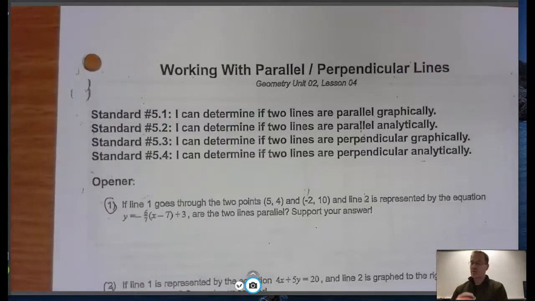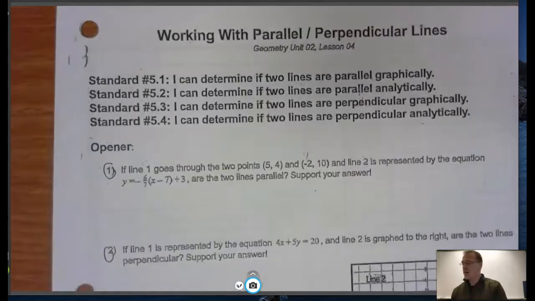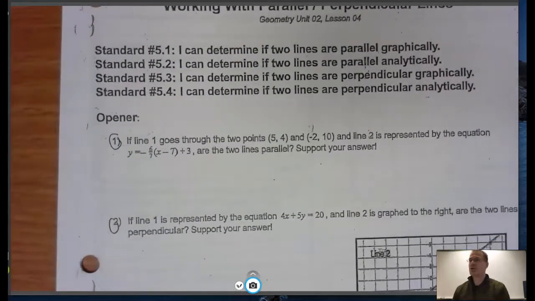I can determine if two lines are parallel and perpendicular in a graphical context and an analytical context. We're also going to weave in that first standard about writing equations of lines as well. Just to get you going, I'm going to see if you can do problems 1 and 2 here in our opener. I'm going to let you pause the video, do problems 1 and 2, and then flip it back on, and we'll see how you do.